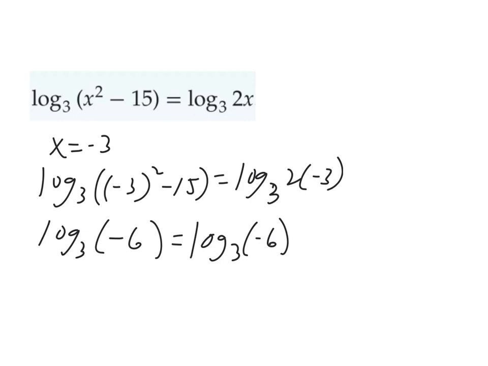So you would think, after you plug it in, you look at it and you're like, okay, well, they both equal log base 3 of negative 6. Then it works. Well, let's understand what that means. Okay? What that means is 3 to some power equals a negative number. What number can you raise 3 to turn it into a negative?